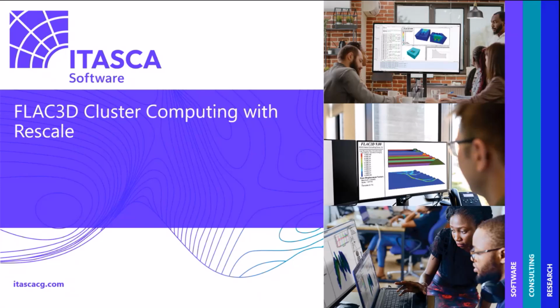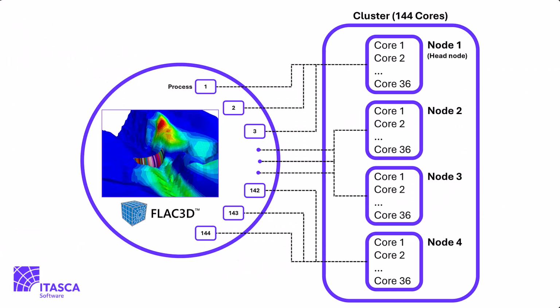As of version 9.2 of FLAC3D, you have the ability to run FLAC3D on a cluster. What this means is that you can divide up your model onto multiple computers that are connected by some sort of fast internet connection. This will allow you to divide up a very large model into smaller pieces and have them running in parallel and get your solution much more quickly.